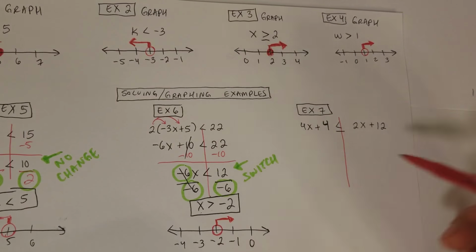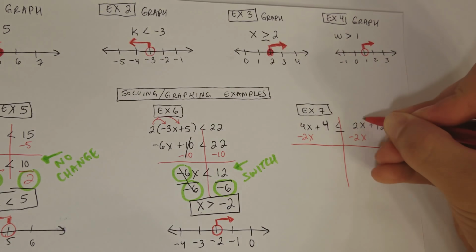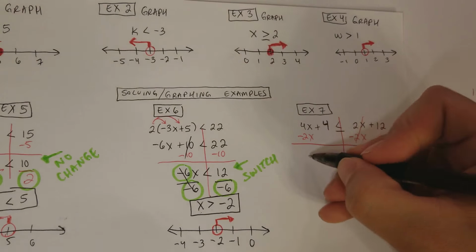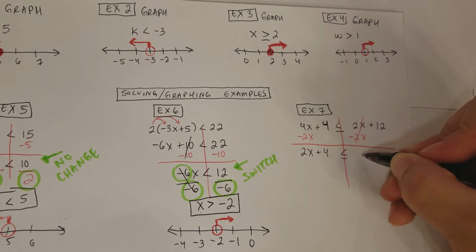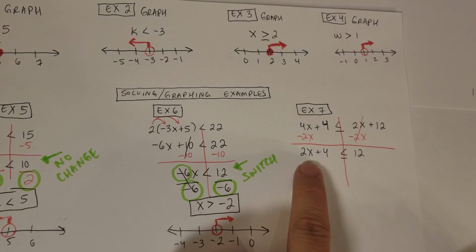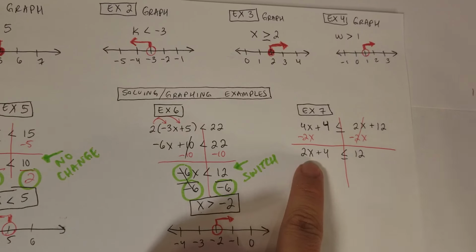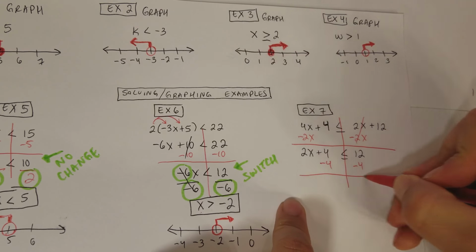So move the smallest variable. In this case, that'll be this guy. So subtract 2x on both sides. Cool. On this side, we have 2x. On this side, drop the 4. That goes away, so it's just 12. Okay, so the point of this is we want to get the x by itself. So we've done these problems before. We have to subtract 4 on both sides, so minus 4, minus 4.